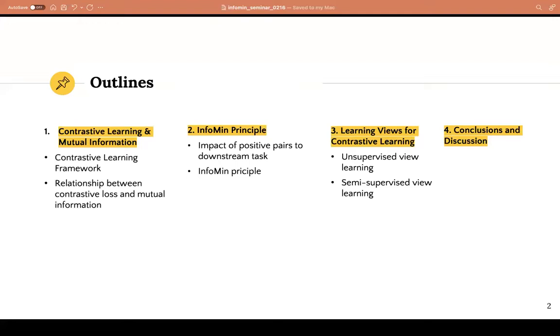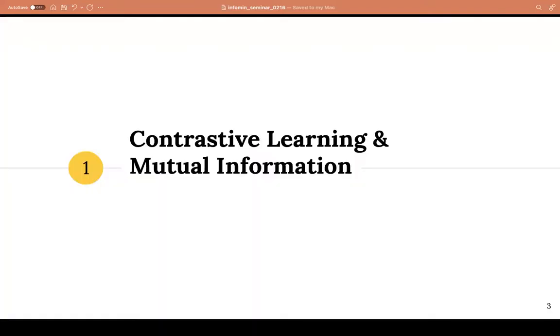And the third part, I will give you two methods this paper proposed to learn views. One is unsupervised view learning. The second is semi-supervised view learning. And the last part is conclusions and discussion. Let's first look at contrastive learning.